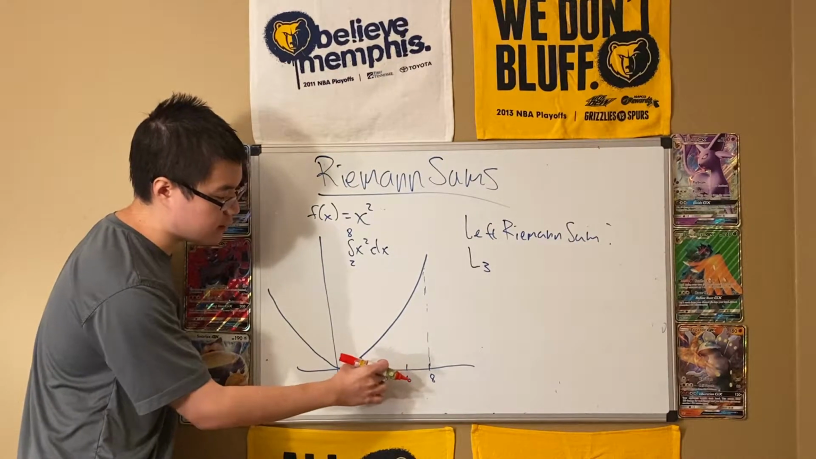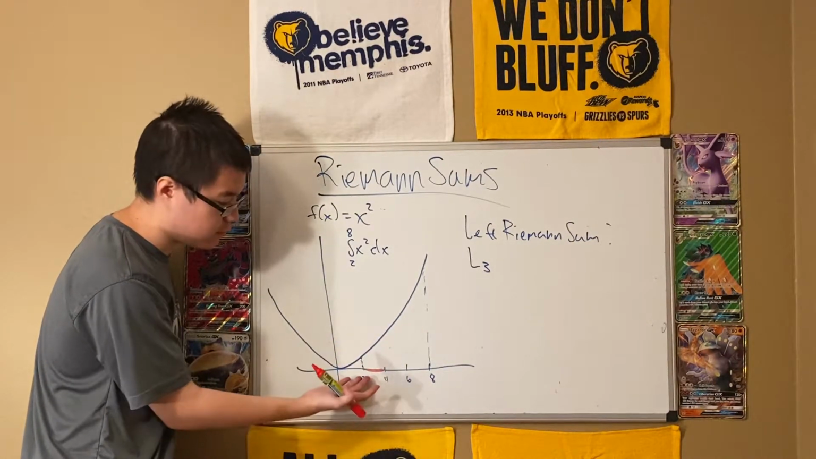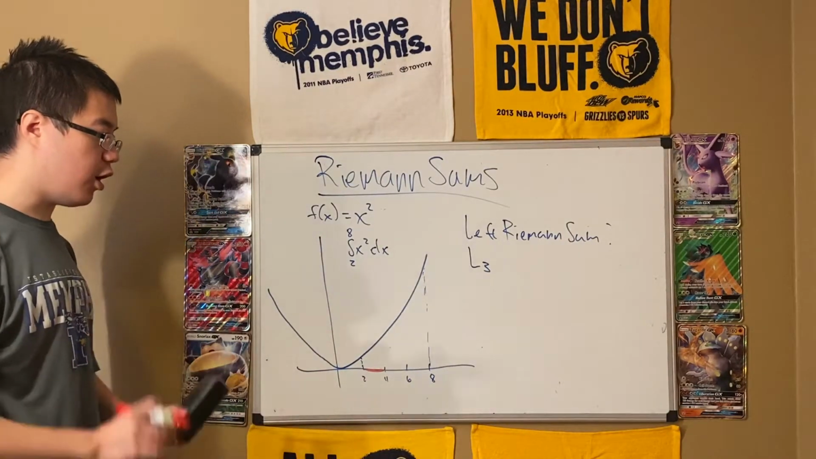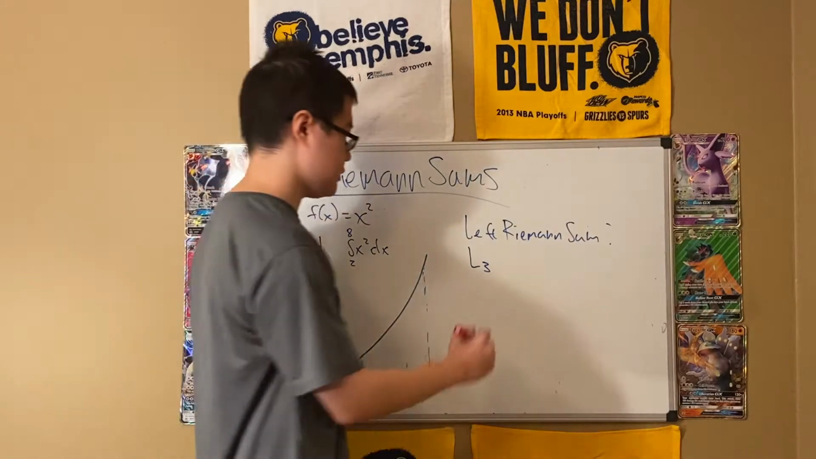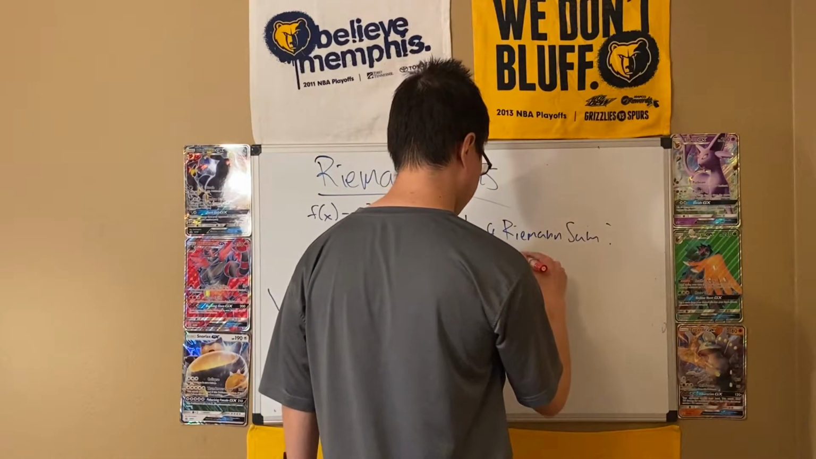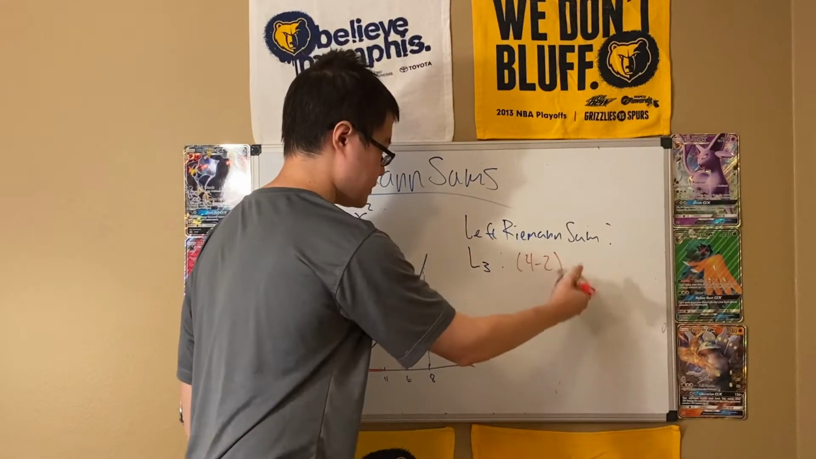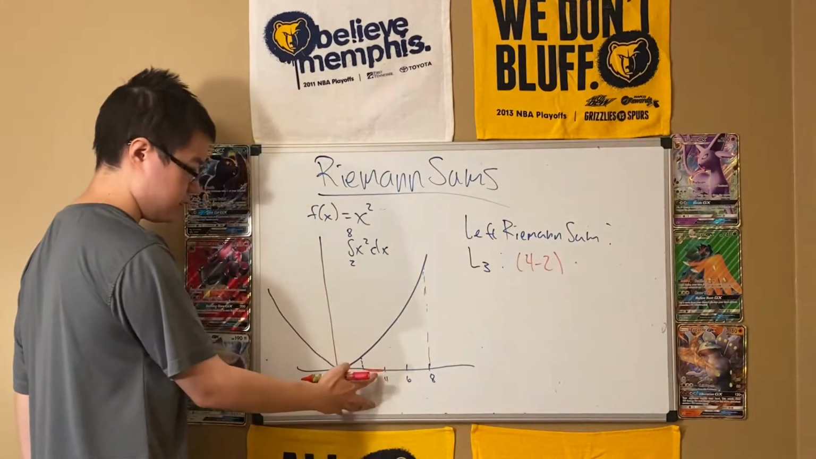So the base of this rectangle, I haven't drawn the rectangle actually, of course, but the base of the rectangle is going to be 4 minus 2. And that's the key. Always the base is the difference in the x's. So the first rectangle is going to be 4 minus 2. This is the base, and then we're going to multiply it by some height. So it's the base times the height.